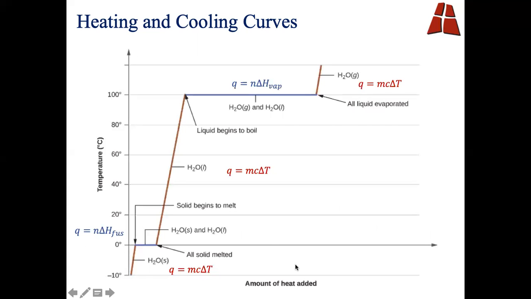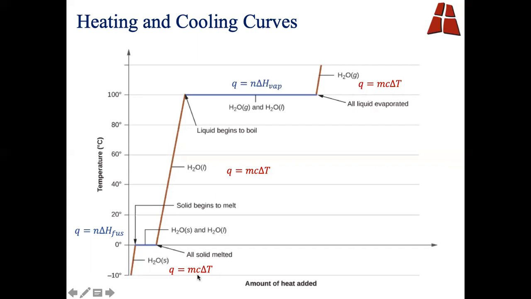If we're to graph this, we can measure the amount of heat added. We could also measure this as time. And then our y-axis would be temperature. Anything shown here in blue is representative of a phase change, where we would use Q equals nΔHvap, or if we're going between a solid and a liquid, we would use Q equals nΔHfusion. So this is our enthalpy of fusion, right? Otherwise, for all three of our red lines where we have changes in temperature, we can use Q equals MCAT.